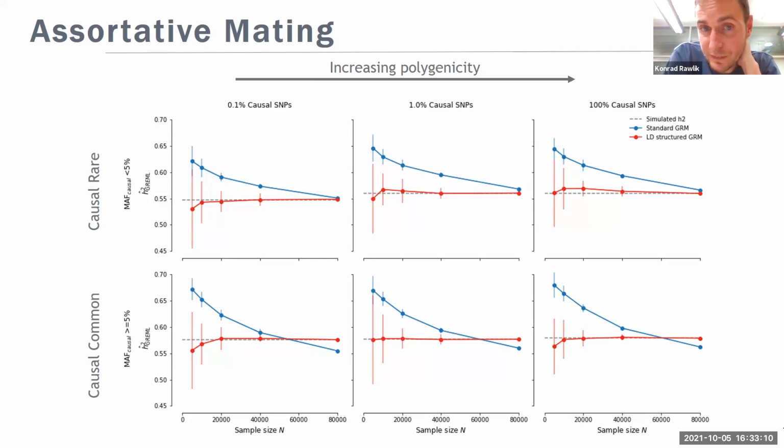And the blue lines, which are the standard GRMs, show the same effect that we saw in human height data, where for smaller sample sizes you overestimate the heritability, and then your estimate drops towards the genic variance as the sample size increases. This is exactly what you would expect if you look more closely at the expression and think through what would happen if you had a positive contribution from LD.